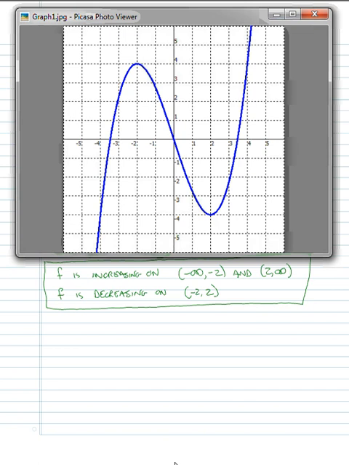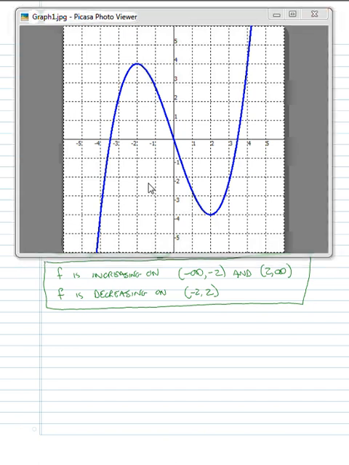But what I've done here is I've shown the graph of the function that we were just analyzing. And remember, as we discussed, the value right here, the critical number negative 2 and the critical number positive 2, those are the two critical numbers.